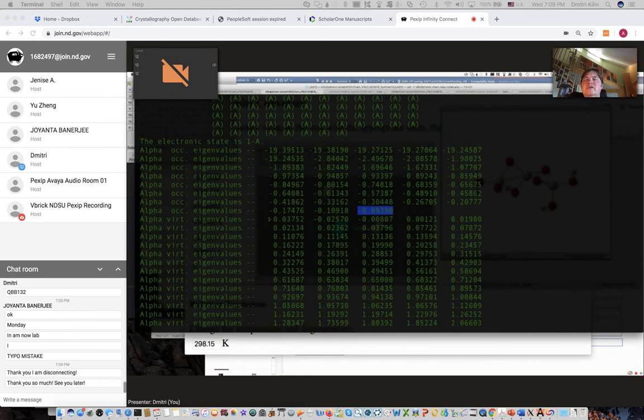So the gap here, no, even for DFT it seems too small. It's like 2.5, 2.4 electron volts. It's very small. It should be bigger.